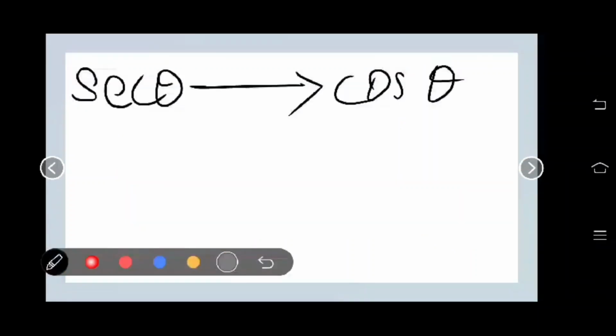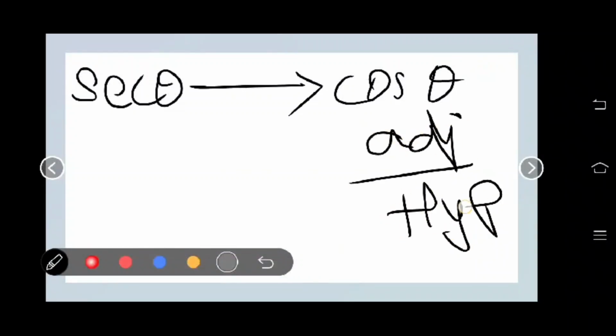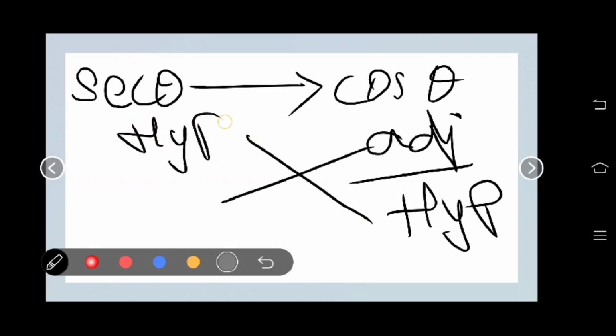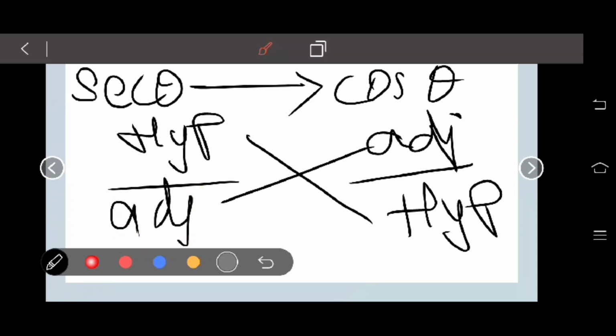Next is the full opposite of cos theta. What is cos? Adjacent by hypotenuse, but here in secant it is hypotenuse by adjacent. I hope you are clear, right?